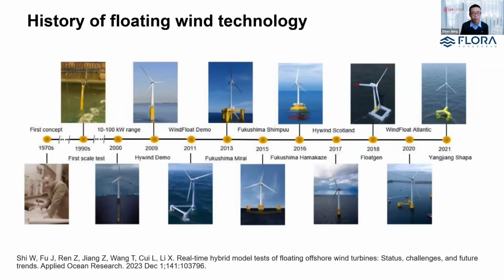Taking a look at the evolution of offshore wind technology, we know that the first concept of floating wind was originally proposed in the 1970s by a professor at MIT, Dr. William Hieronymus. The idea was introduced then, but the development of floating wind did not actually start until the early 2000s.